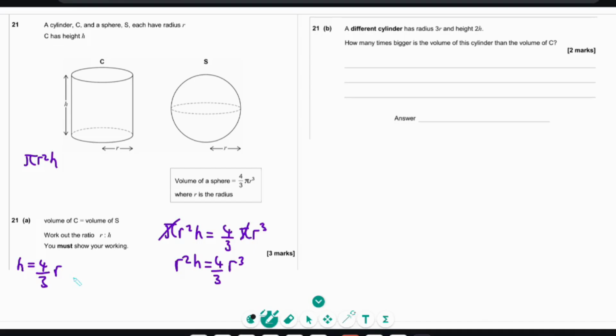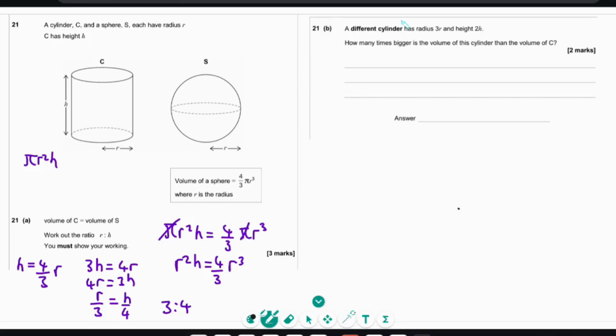Okay, I'm just going to rearrange this a bit by timesing both sides by 3. 3h is equal to 4r. I want it in the form r to h, so I'm just going to write it the other way around. Okay, now I want it in the ratio r to h. So I'm going to divide both sides by 4 and divide both sides by 3, which will give me r over 3 is equal to h over 4. So I can now say that the ratio of r to h is 3 to 4.